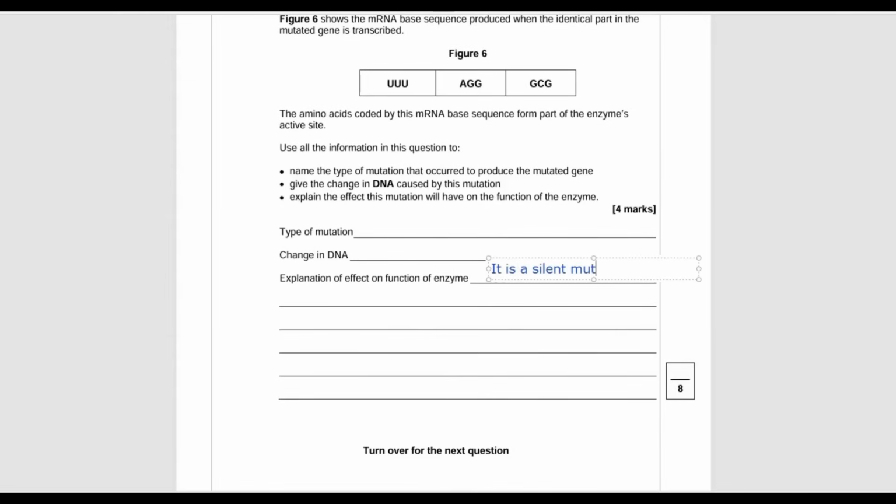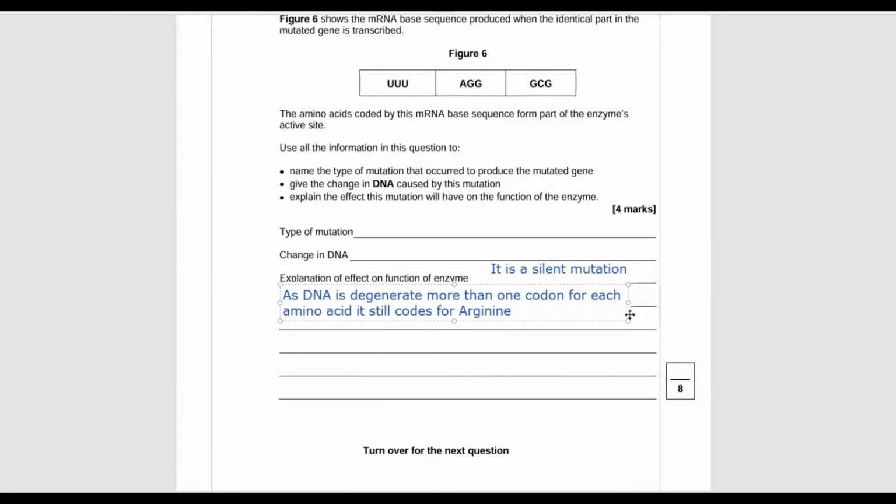So it is a silent mutation. What this means is, as DNA is degenerate, meaning there's more than one codon coding for an amino acid, even though the C has been substituted for an A, they both still code for the amino acid arginine, both of these triplets. What does this mean in relation to the enzyme?